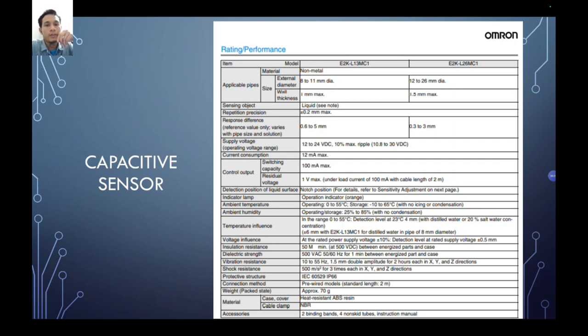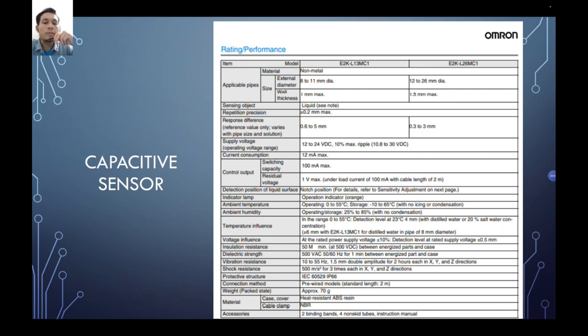In this capacitive sensor, the material is non-metal. The diameter size is 8 to 11 mm, and the wall thickness is only 1 mm. It is meant for liquid. The repetition precision is around 0.2. The response difference is 0.6 to 5.